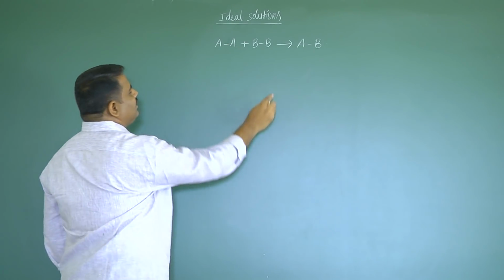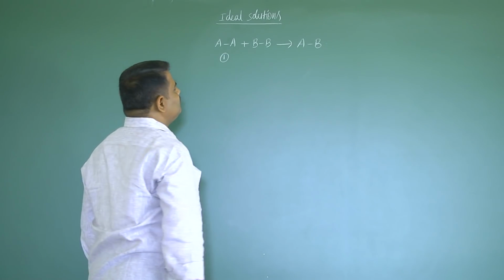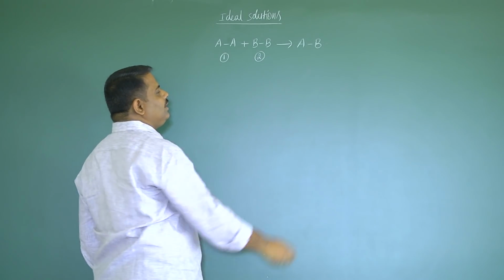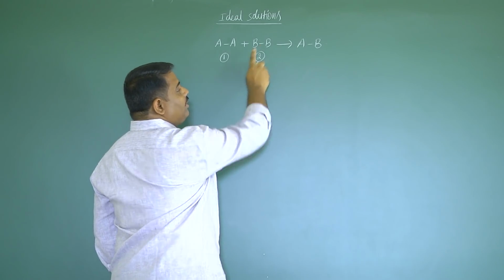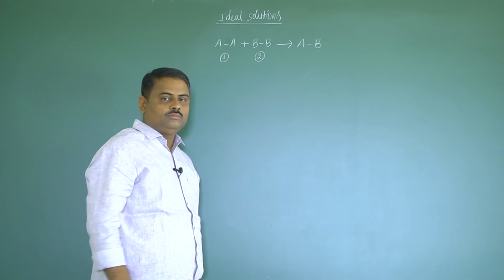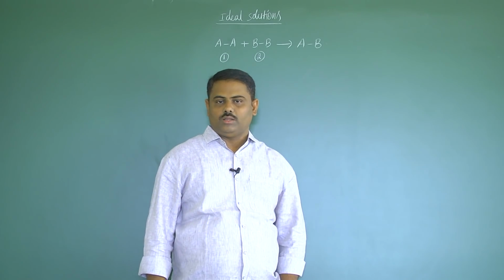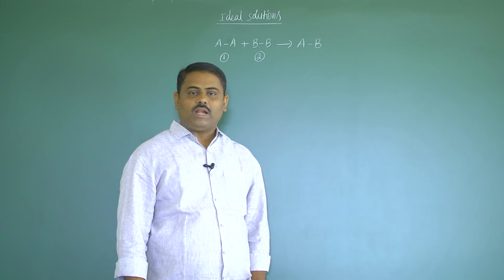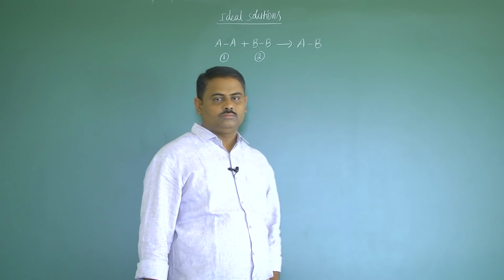Now we can say this is a particular component. This is the second component. Here also this bond indicates the type of interactions. Type of interactions means it may be any type of bond or any type of interaction, like hydrogen bond, van der Waals forces, covalent bond, anything.